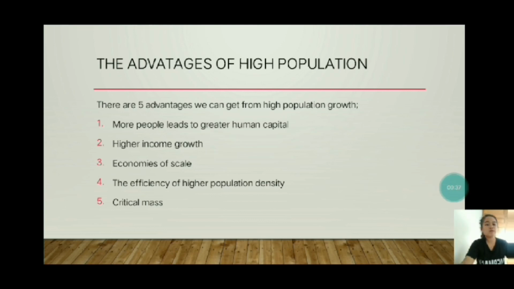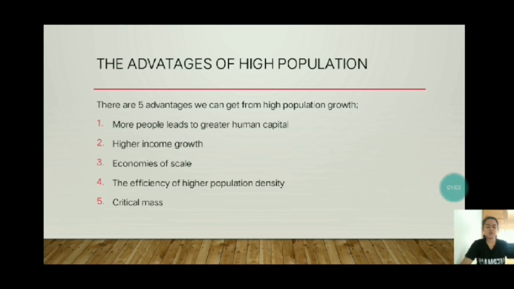So magkadaghan ang tao, magkadaghan siya, the more siya nga mudako ang pundok sa kapital, and mas mudaghan pag ina siya og tama no. O syempre more rise na po ang population growth. Then next is the higher income growth. So higher income growth is a population growth will lead to economic growth with more people to produce more goods.